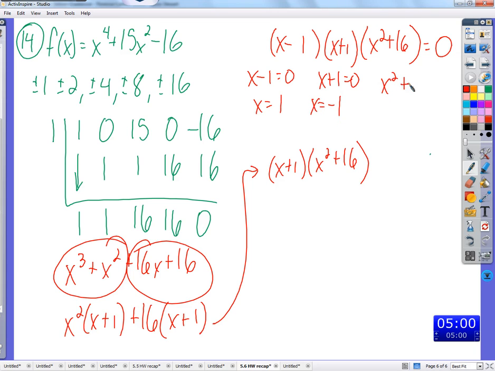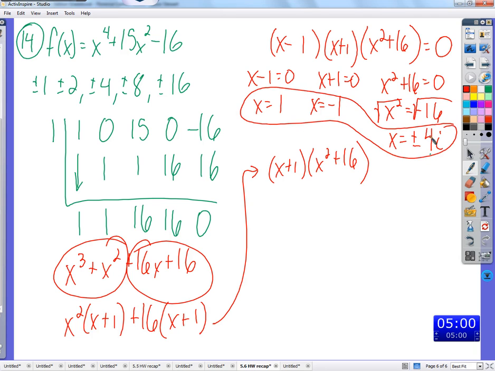If we set x squared plus 16 equal to 0, there's no x term, which makes it a pretty easy equation to solve. How are we going to solve this for x? Subtract 16, and then square root of both sides. X equals plus or minus the square root of negative 16. 4i. Square root of 16 is 4, square root of negative 1 is i, so 4 times i. Found the other two zeros. They are what kind of zeros? Imaginary zeros. Okay. Great.